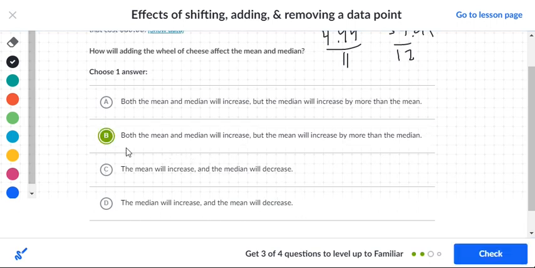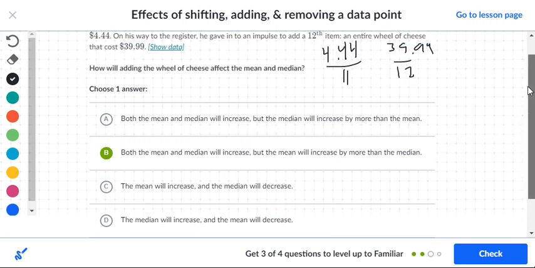So this would be our best choice, because again, our overall total, when we do the mean, we're going to add up $4.44 11 times plus the $39.99 and divide by 12, and that's definitely going to push it up.